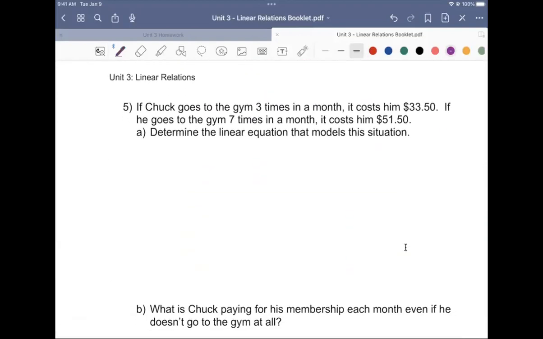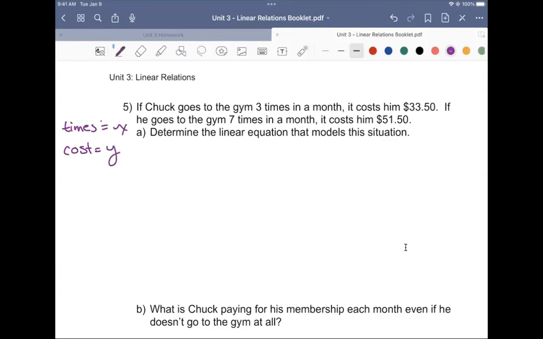If Chuck goes to the gym 3 times in a month, it costs him $33.50. If he goes to the gym 7 times in a month, it costs him $51.50. Determine the linear equation that models this situation. So the first thing that we have to do is figure out what is our x value, what is our y value. In this case, we'll say the times is equal to x and the cost is equal to y.